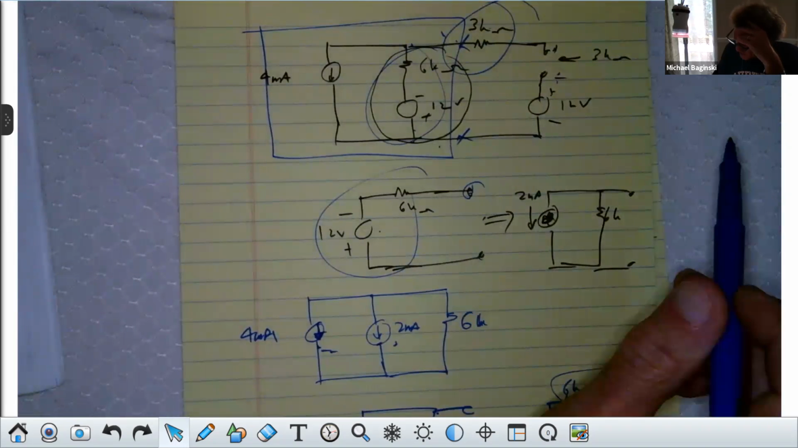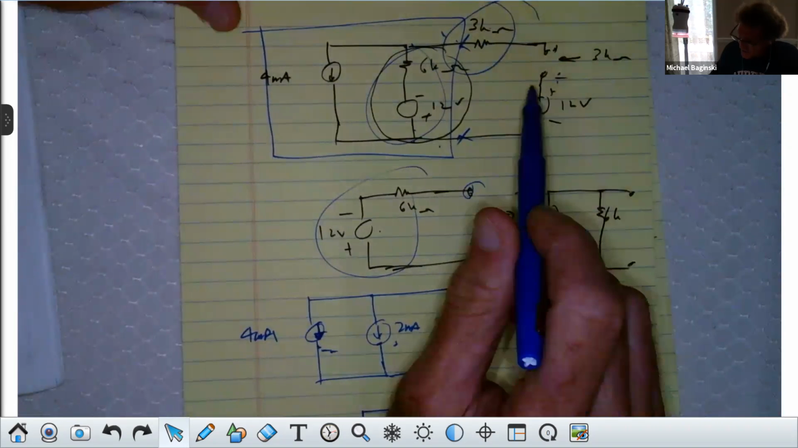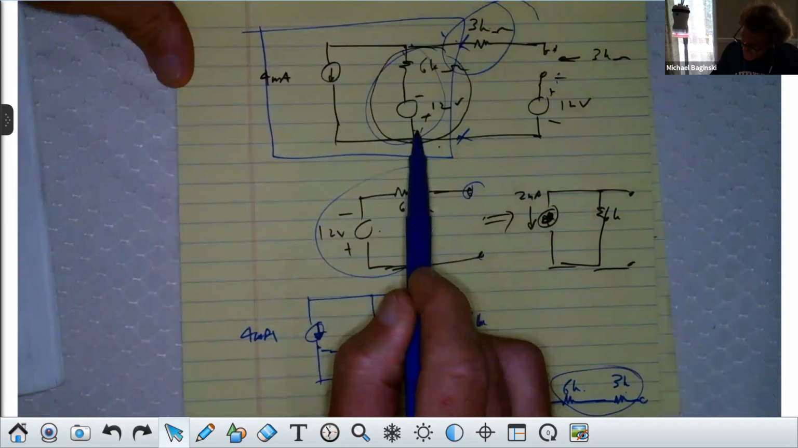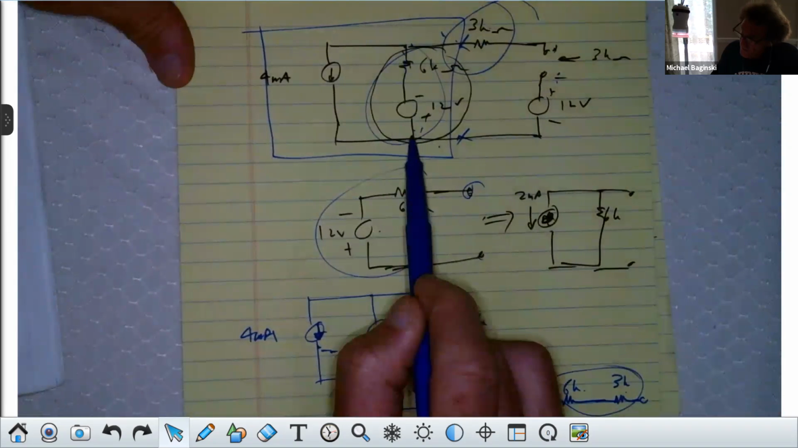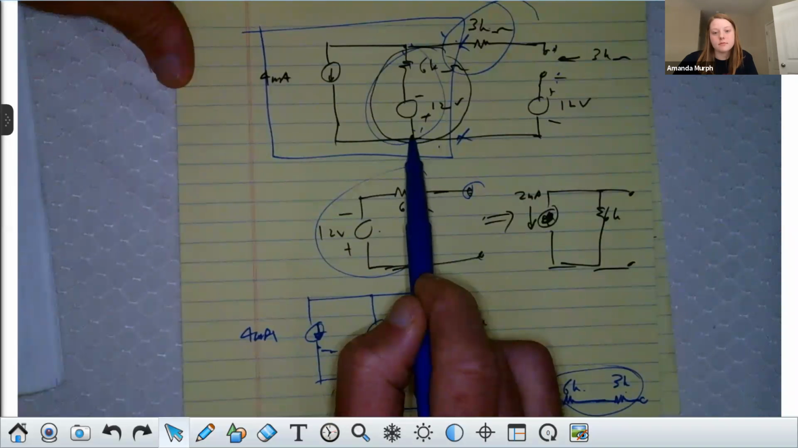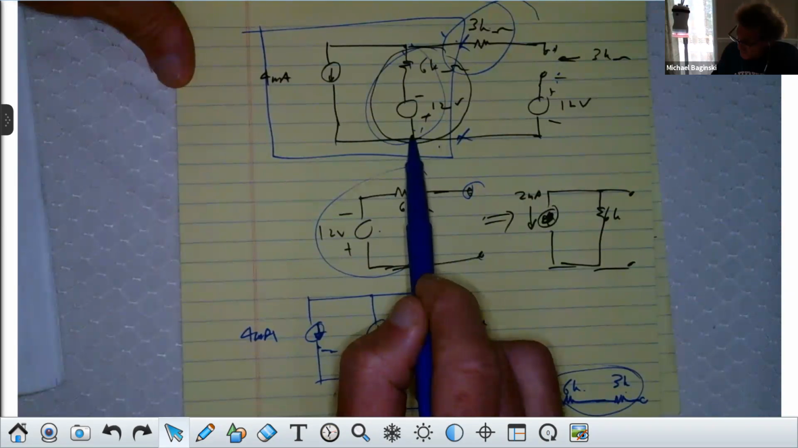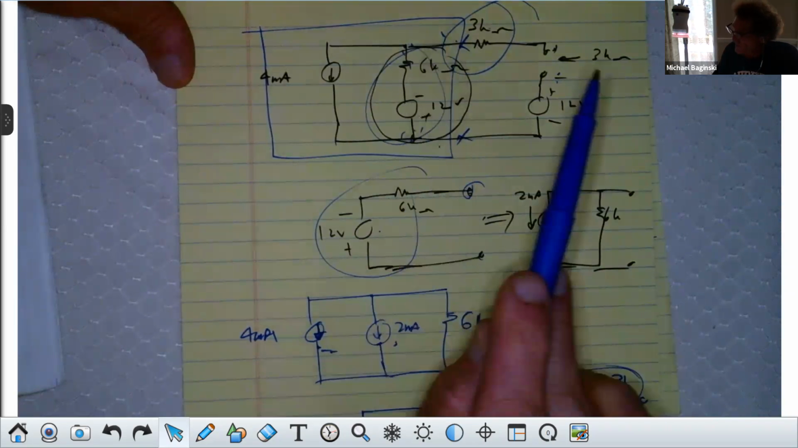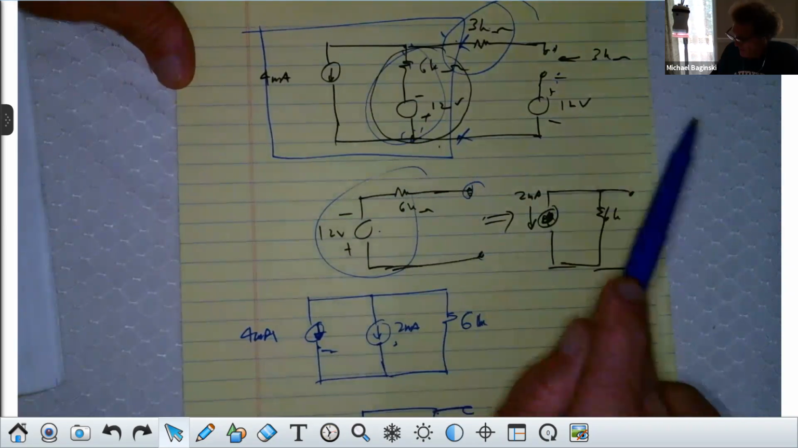I'm not sure about the 2 milliamps, but let me try to address this. This is my starting point. You see it's 6K in series with 12. Now I know that that's a series voltage, a voltage in series with the resistor. So I can transform that to a current in parallel with that resistor, right?